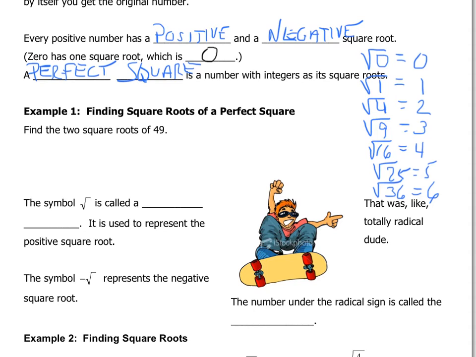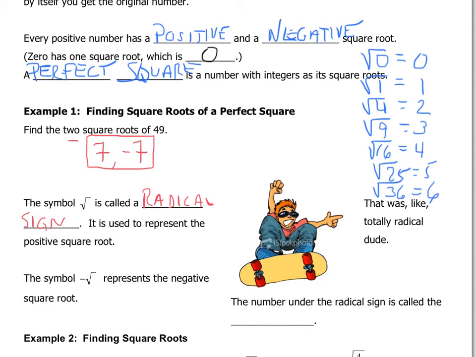So next we're going to talk about finding the two square roots of 49. And we just kind of mentioned that 7 times 7 is 49, and negative 7 times negative 7 is 49. The two negatives pair up to make the positive 49. So this next symbol we see is called a radical sign. That's why you see the little dude on the skateboard next to it. This is called a radical sign.